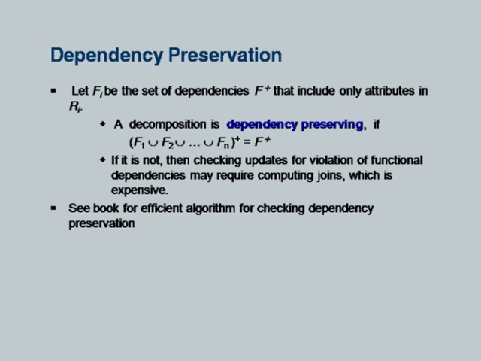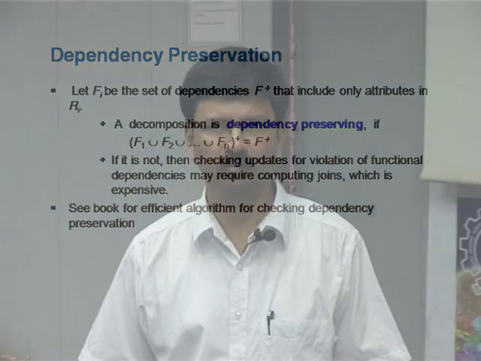decomposition is said to be dependency preserving if, let Fi be the set of dependencies in F plus that include only attributes in Ri. So, what are we doing? We are decomposing R into R1, R2, R3 up to some Rn. Generally we do binary decomposition, but in general we can also decompose multi-way. So, this notion is defined for the general case. I am decomposing R into multiple relations.